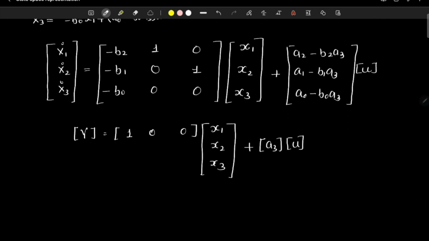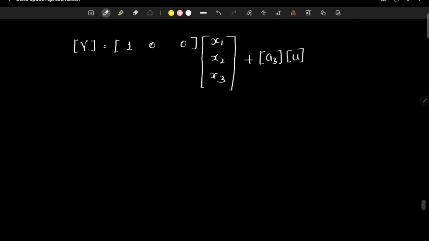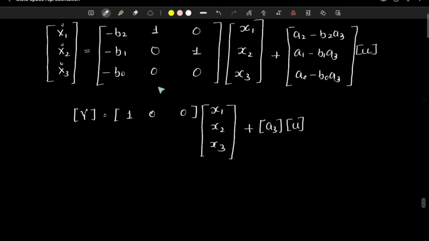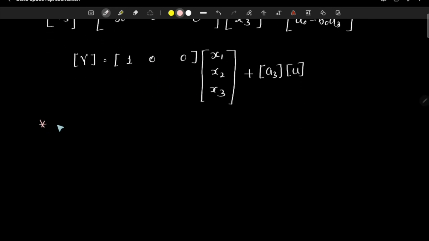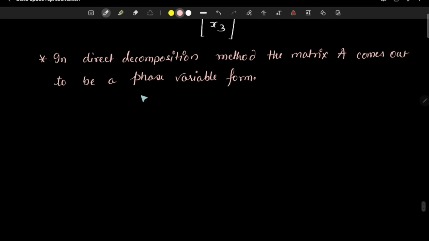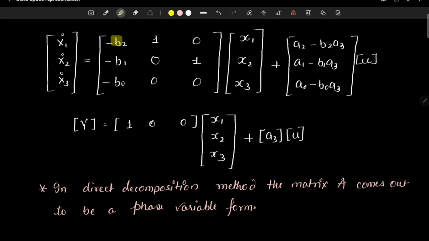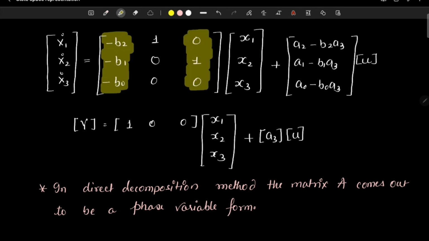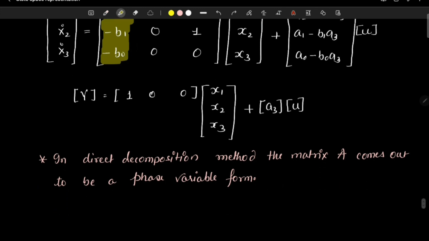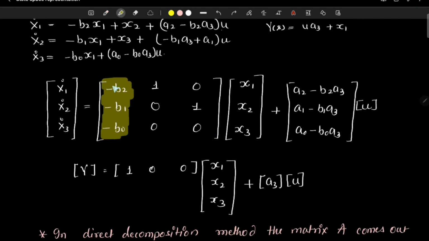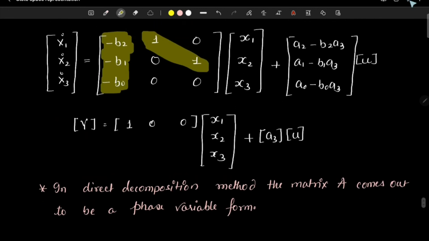So this is called the direct decomposition method. In this direct decomposition method, the matrix A comes out to be in phase variable form. Okay, so in phase variable form, all the elements of either the first row or the last row should be negative, and the element just above the diagonal will be 1. That is, you can see this is the diagonal element, so the element just above the diagonal element should be 1 and the rest will be 0. Okay, so this is the direct decomposition method, we will get it in this form.